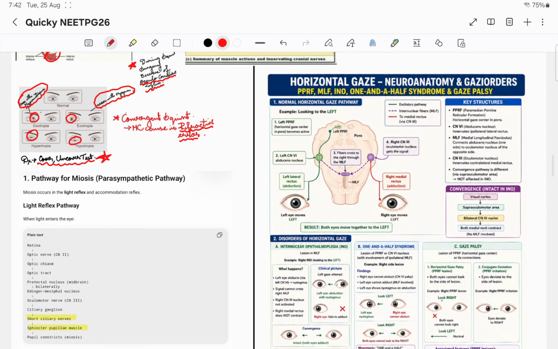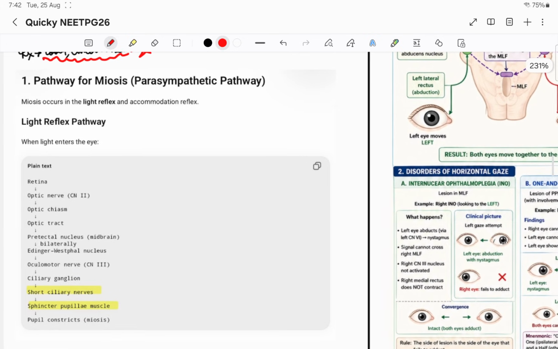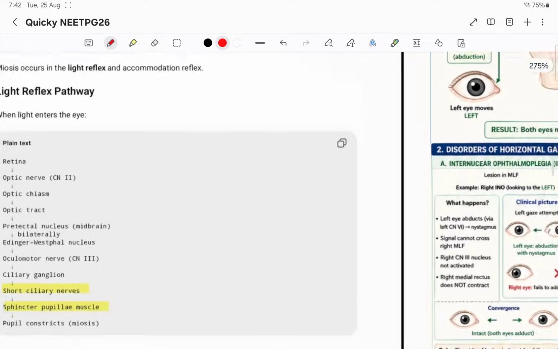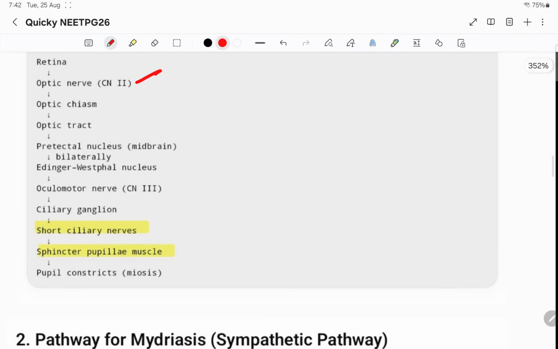Then coming to the pupillary reflexes. This is how the light reflex will be carried from the eye. From the retina, it is the optic nerve that is carrying the signal. Then it reaches the optic chiasma, optic tract. You know that, right? The eye is there, it is carried by the optic nerve to the optic chiasma. Once it has reached the chiasma, it travels towards the midbrain. Here the Edinger-Westphal nucleus is there.